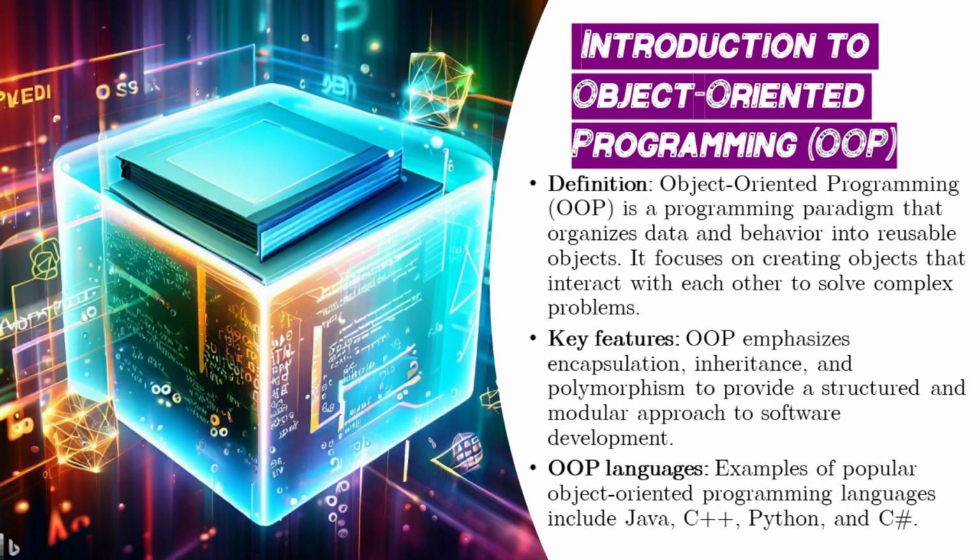Introduction to Object-Oriented Programming. Object-Oriented Programming, or OOP, is a programming paradigm that organizes data and behavior into reusable objects. It emphasizes the concept of objects, which are instances of classes that encapsulate data and methods. OOP languages, such as Java, C++, Python, and C#, provide mechanisms to define and manipulate objects. OOP offers several key features, including encapsulation, inheritance, and polymorphism, which we will explore in the following slides.